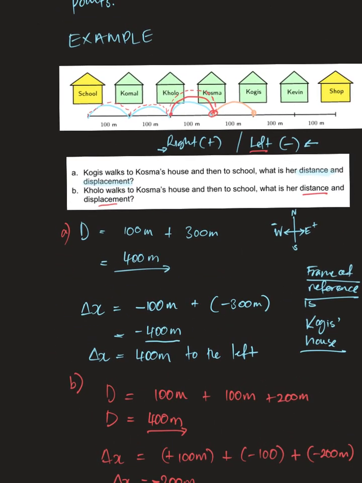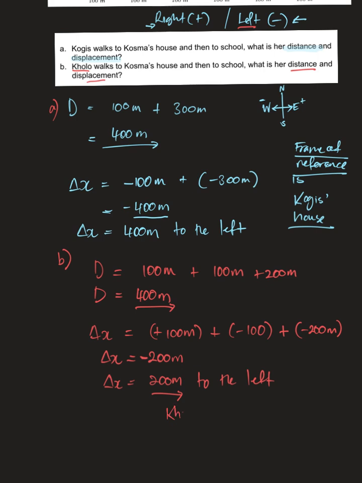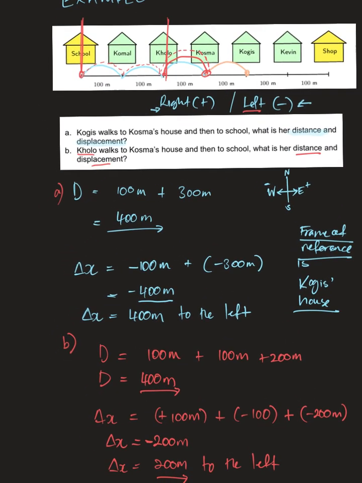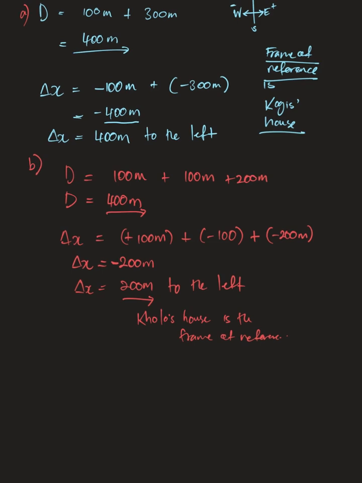Now, let's have a look here. What would we mean by displaced? In the second question here, Kolo's house is the frame of reference. So technically, when she went to Cosma's house and then came back past her house, she actually cancelled out that displacement, because here's where we're measuring it from. That's where she started and that's where she ended. From her house to school is only 200 meters of displacement. She technically only displaced herself 200 meters to the left.